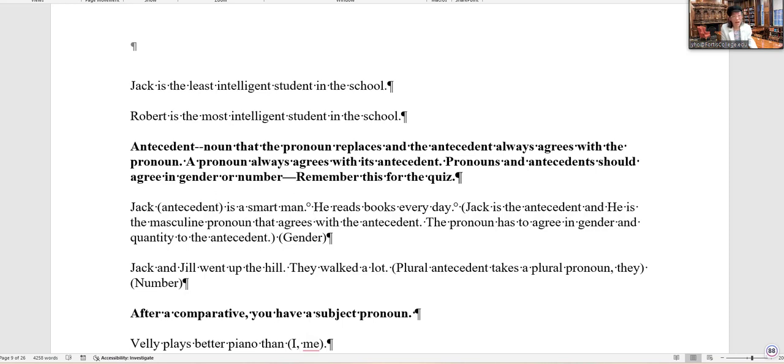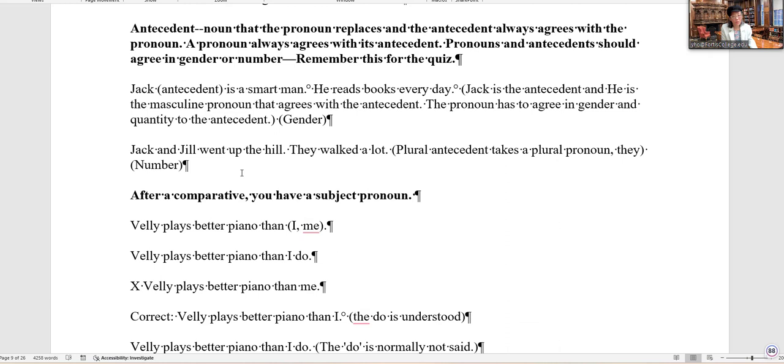If I say Jack and Bob, then you would have to say they read books every day. And if I say Janet is a smart woman, then you have to say she reads books every day. So an antecedent has to agree in gender and number. Jack and Jill went up the hill. They walk a lot. So a plural antecedent takes a plural pronoun, and a singular antecedent takes a singular pronoun.